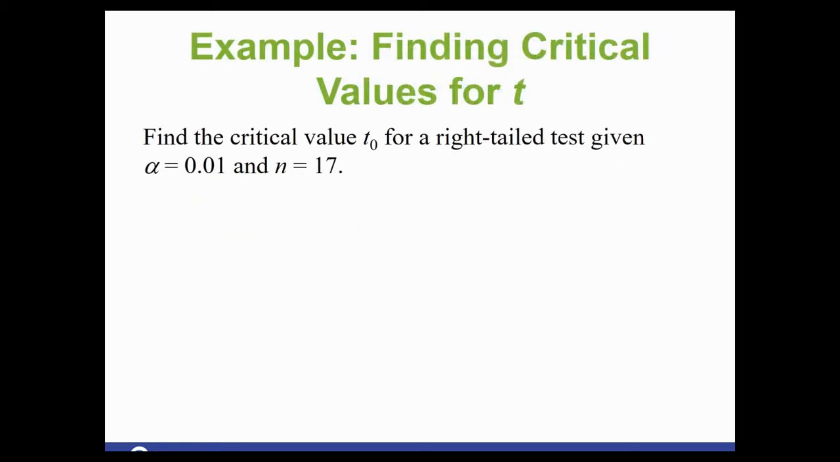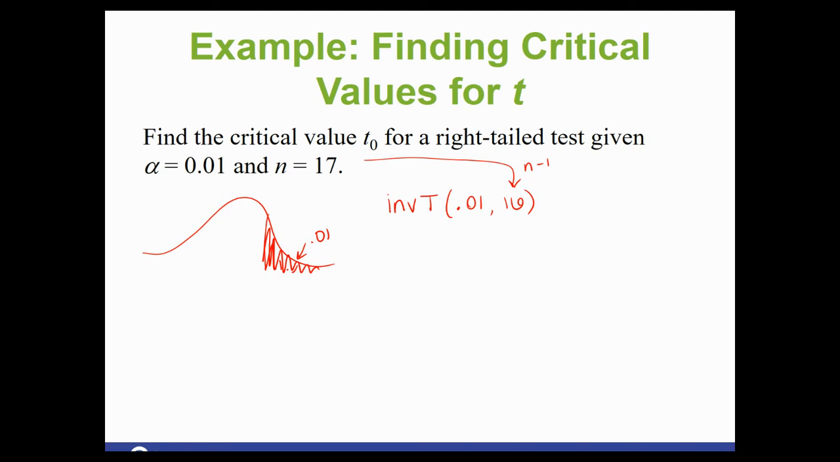So this one says find the critical value, T naught, for a right-tailed test given a level of significance of 0.01 and a sample size of 17. So we'll make a quick sketch. Right tail means right shading. So we are going to use inverse T. We're going to put in all of alpha because it's just one tail. And then you're going to put in sample size minus 1 for degrees of freedom. So we plug in 16.